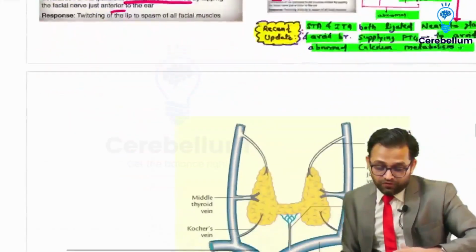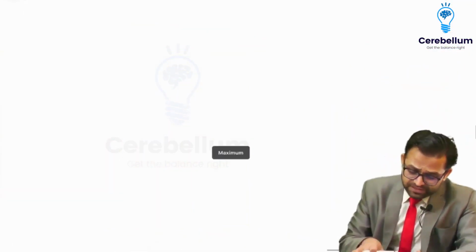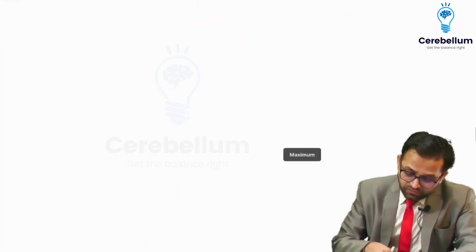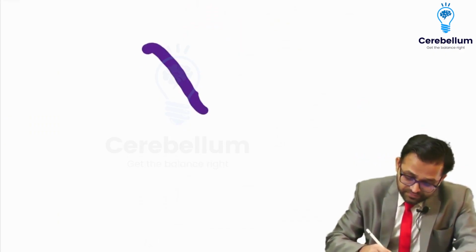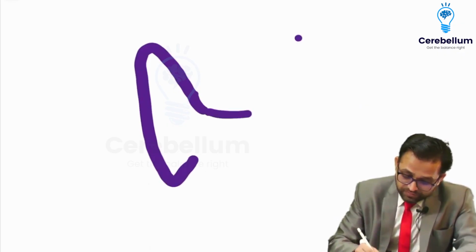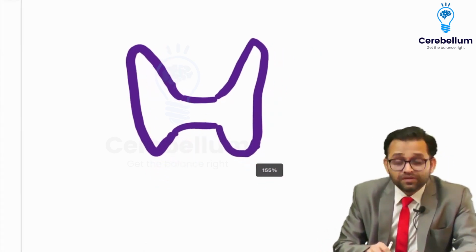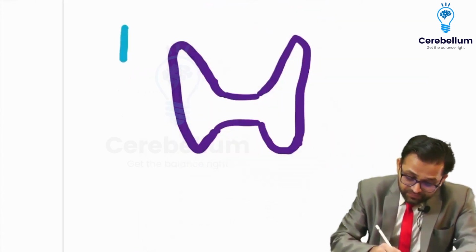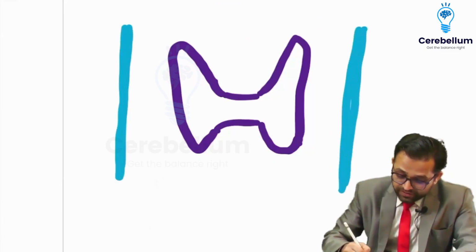Now look at the next topic, venous drainage. I am going to draw the diagrammatic presentation for all of you. Suppose this is our thyroid gland. Sir, this is our thyroid gland: right lobe, left lobe. Okay. Now see the veins. Sir, here is the vein coming from the cephalic area, that is the internal jugular vein, right and left internal jugular vein. Okay, sir.